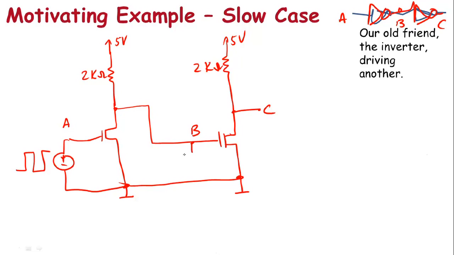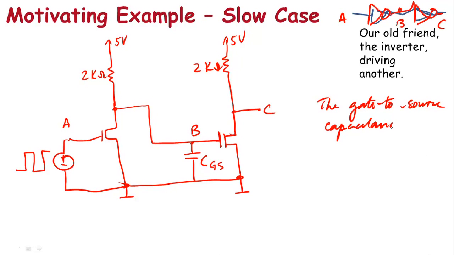And so here is my capacitor, and let's say this capacitance models the gate to source capacitance of the second MOSFET. It may also include the capacitance of the wires connecting the output of inverter A to the input of the second inverter as well. So all of that, put together, let me just call that CGS. Okay, there is my capacitor. So here is where I show you the gate to source capacitance of the MOSFET.